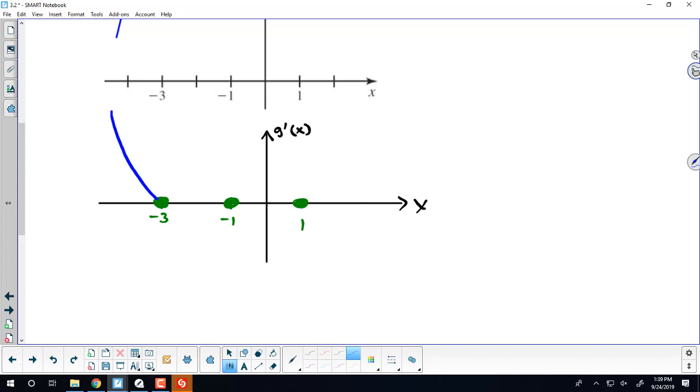Are there any questions about that portion of the graph and its derivative?